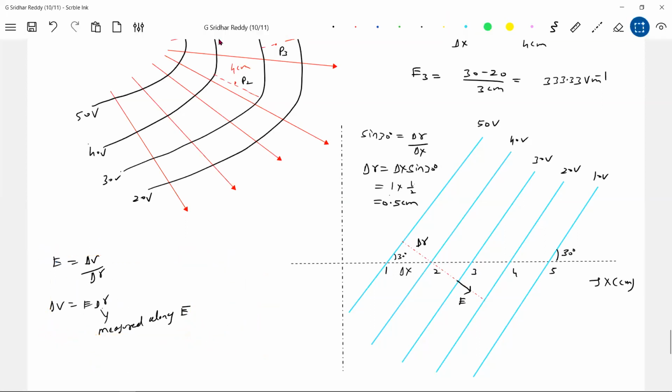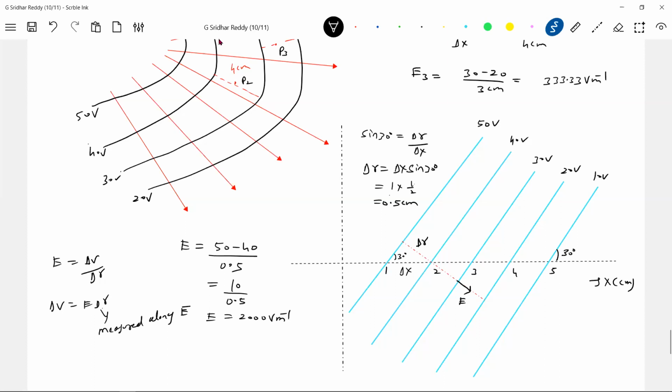What does the calculation say? We know the potential difference. What is the E bar? The magnitude is needed, no? Delta V, 50 minus 40, by delta R, which is how much? 0.5. So this is in centimeter. You have to convert into meters. So how much do you get? 10 by 0.5, 100 by 5, 20, 2000 volt per meter. The magnitude.